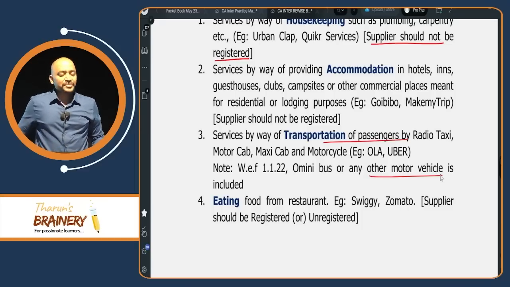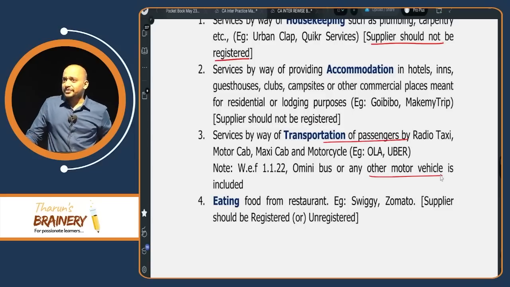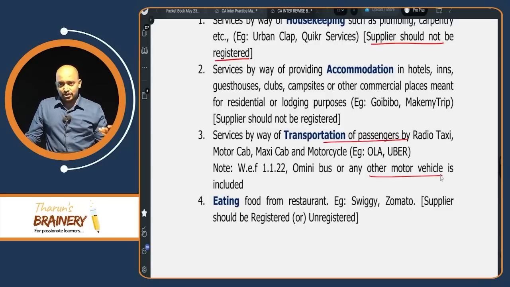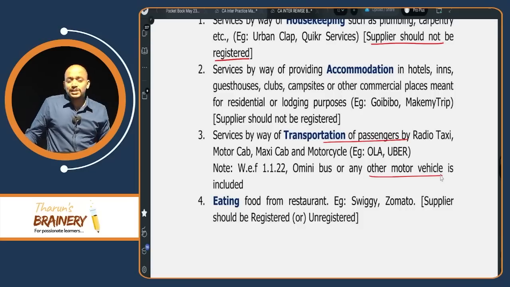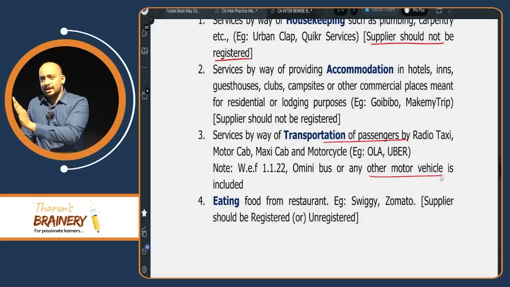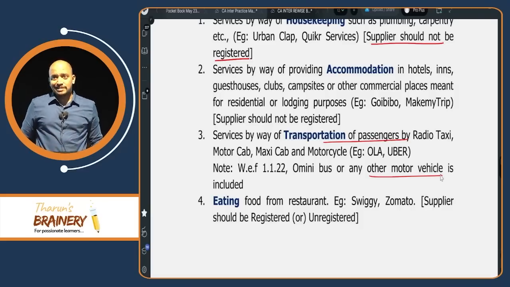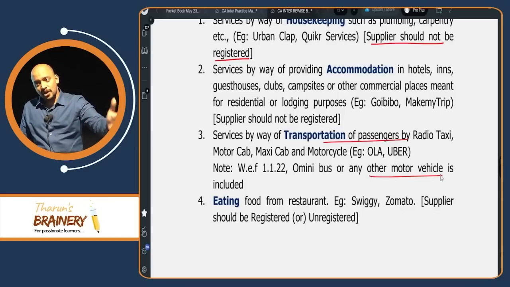Then last, E for eating food from the restaurant. In case of eating food from the restaurant, for example Swiggy, Zomato, etc. Who is the supplier? The restaurant. Who is the e-commerce operator? Swiggy, Zomato. And who is the recipient? The customer who places the order. On whatever the customer pays, who will pay GST to the government? Swiggy or Zomato. Now here also, let the supplier be registered or not.